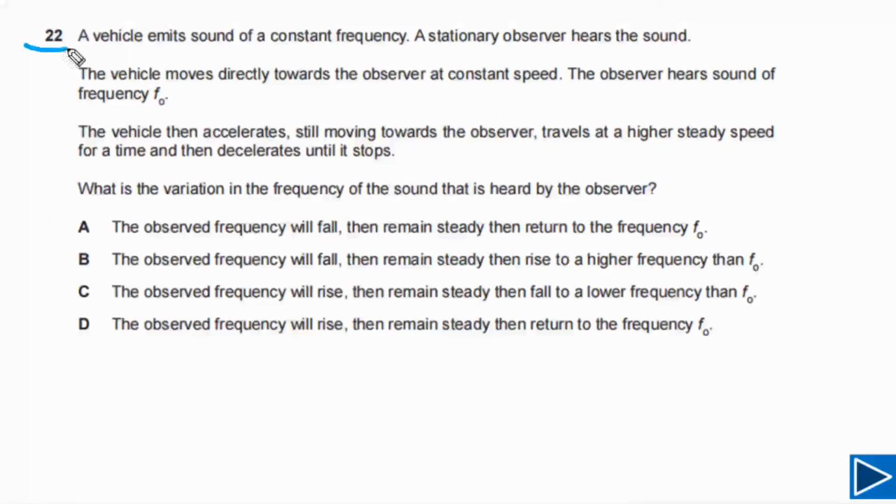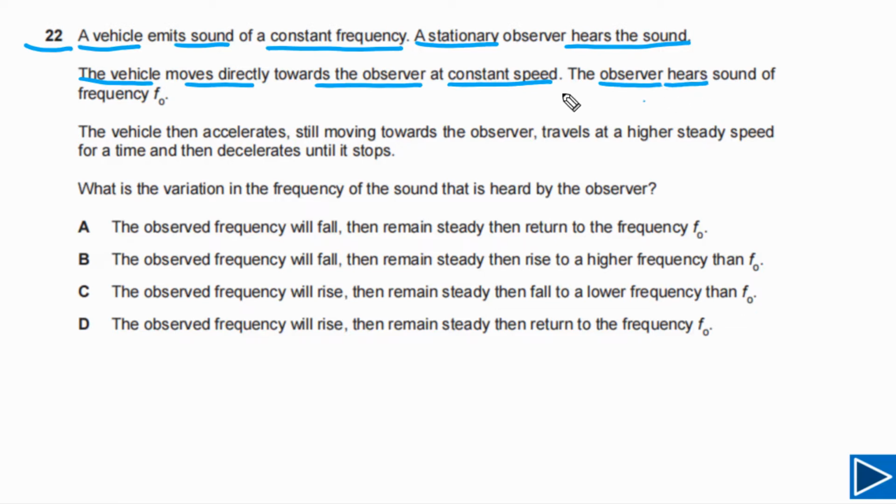For question number 22, we are given that a vehicle emits sound of a constant frequency. A stationary observer hears the sound. The vehicle moves directly towards the observer at constant speed. The observer hears sound of frequency f0. The vehicle then accelerates. So we will take this one as case 1. Still moving towards the observer, it travels at a higher steady speed for a certain period of time.